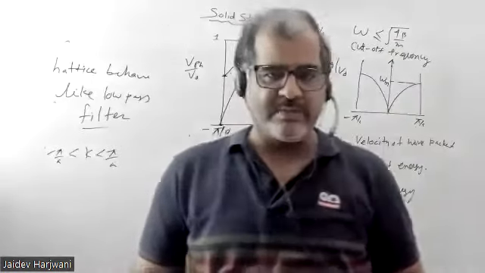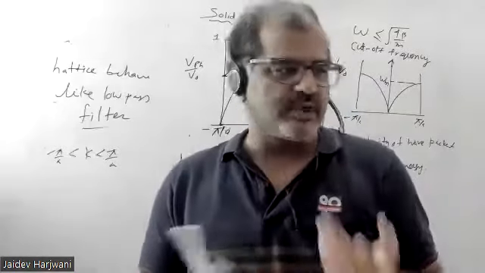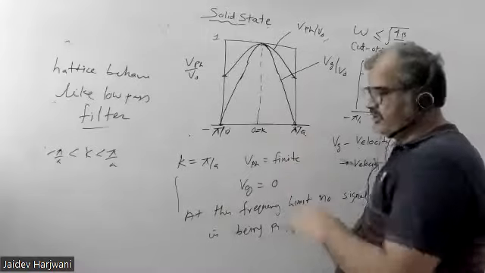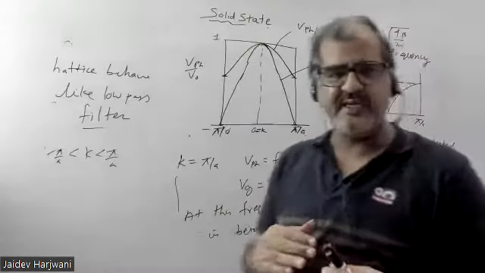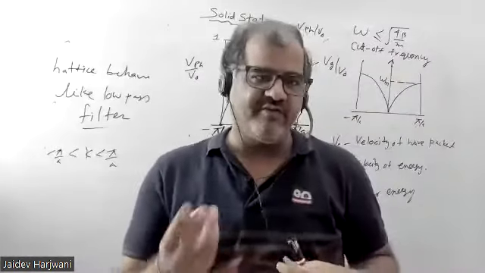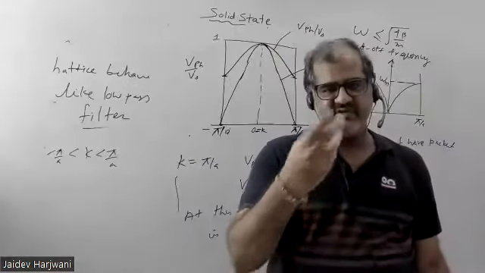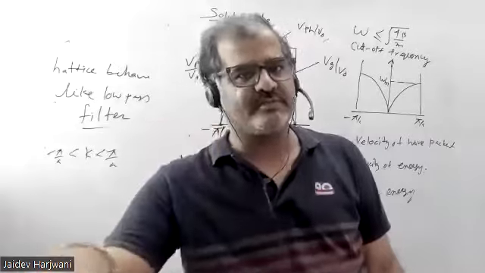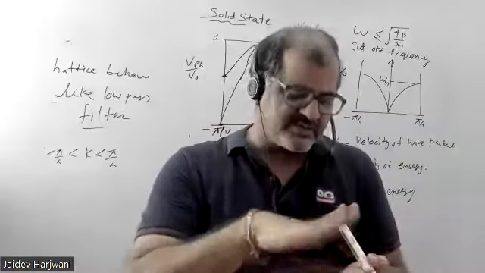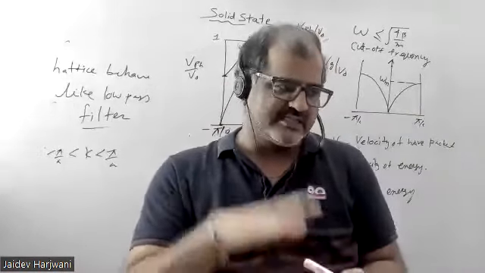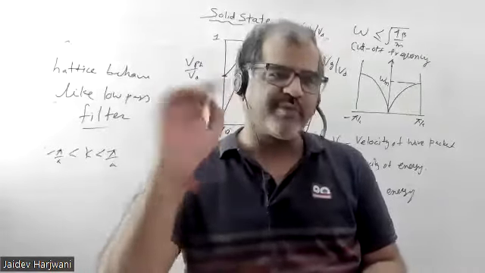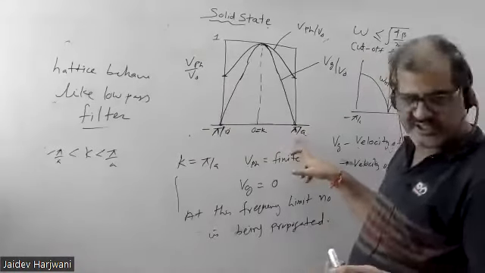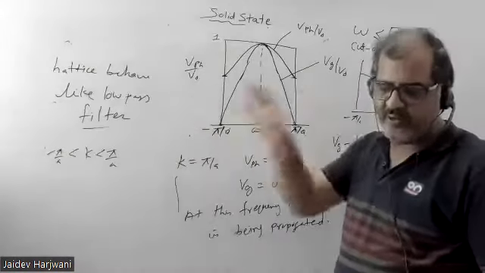If you put k equal to pi by a, that becomes cos pi by 2. Cos pi by 2 is 0, so the group velocity becomes 0. The group velocity is the actual velocity of the wave, the velocity by which your wave packet moves or your energy travels in the system. Because the group velocity becomes 0, this energy cannot propagate. So the frequency where the group velocity is 0 cannot propagate.